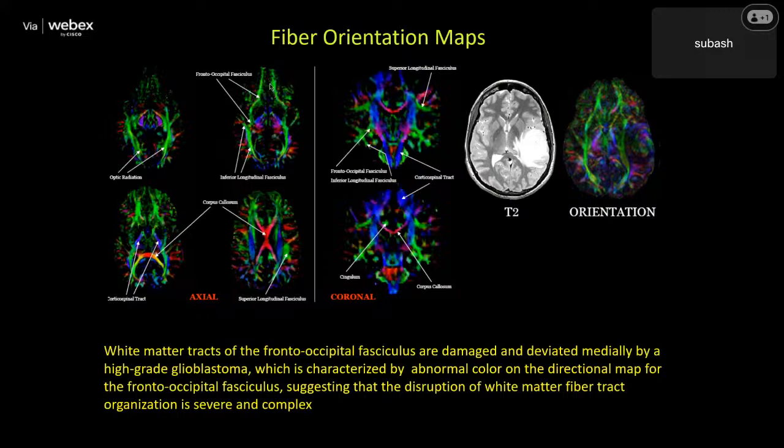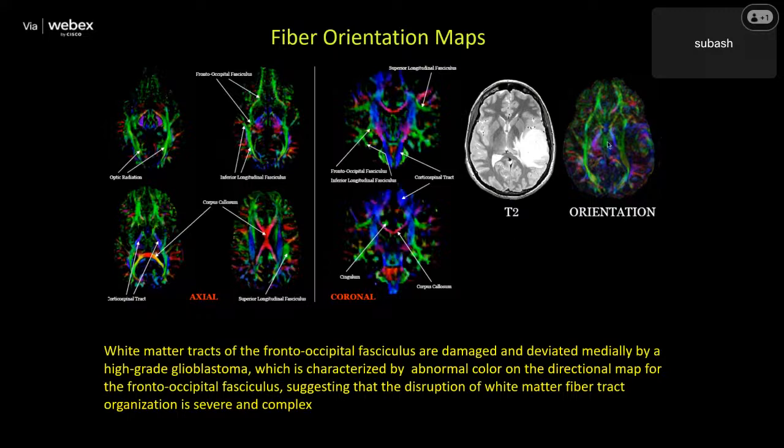Can you see this fiber? I'm moving my cursor. Usually it should have been like this, but because of this tumor, it is being pushed inside. But the fibers look like they are intact. So if the tumor is removed, the surgeon dissects the tumor out, this fiber will go back to the normal direction, and the person will start seeing, and whatever impairment has happened, the patient can recover from this situation.